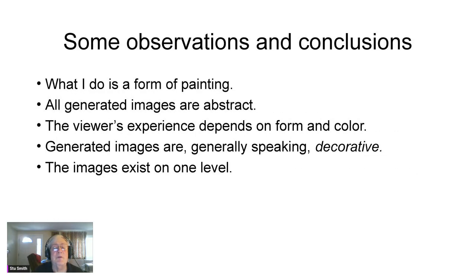Okay, it's just some quick observation conclusions. This is actually in the form of an argument. The first two lines here, I would say, are the premises. What I do is a form of painting, and all the images I generate are abstract. And from these two premises, I reached the conclusion that the viewer's experience depends on form and color, that the images are, generally speaking, decorative, and the images exist on one level.